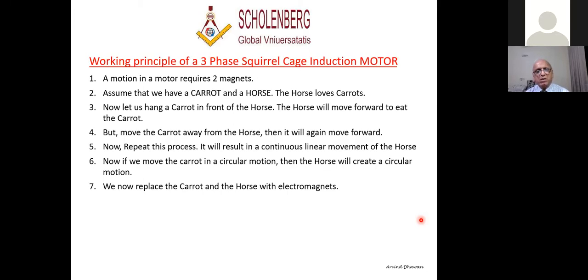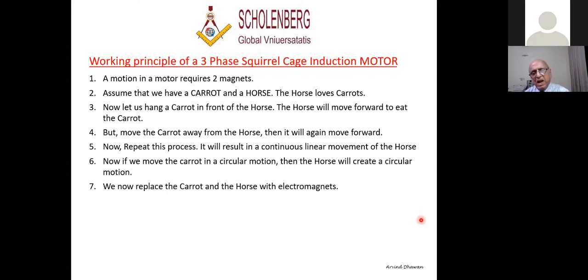Done? Now, we replace these carrots, a carrot in the horse, with electromagnets. Okay? Now there's no carrot, no horse, we have 2 electromagnets. Because the very fundamental working of any motor is the magnetic power, the field power of magnets. So we must have 2 magnets to create a motion.